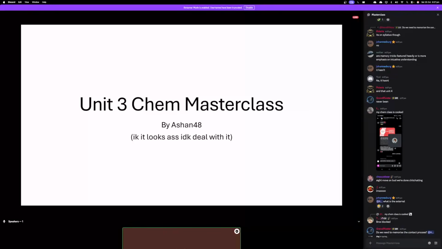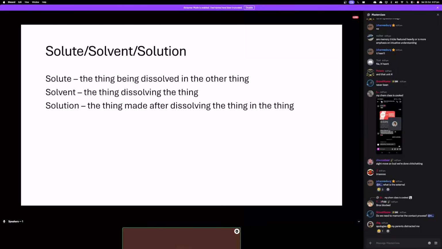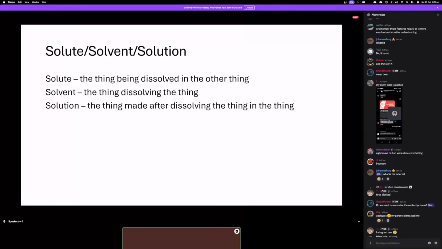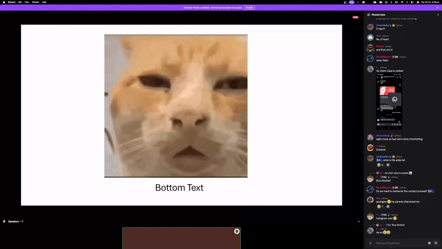I will start off just going over some basic stuff. So, solute, solvent, memorize contact process. I believe so, but that's Unit 4, so you'll cover it later. Basically, firstly, solute, solvent, solution. I feel like these can be really confusing, especially when you don't see it in a diagram.